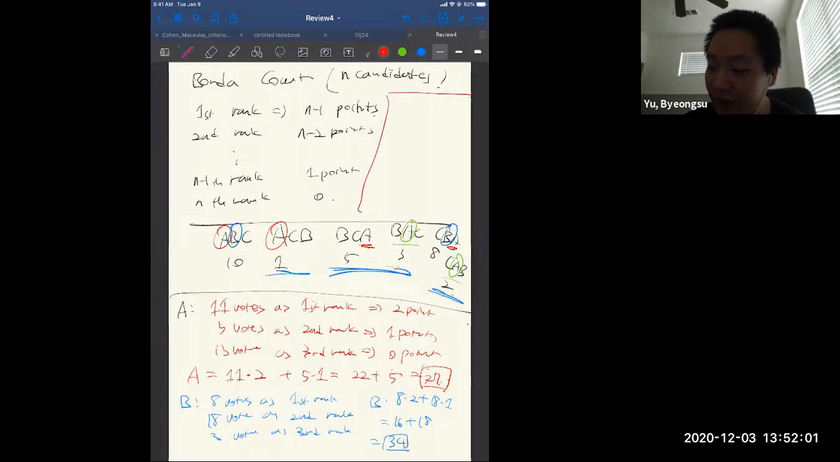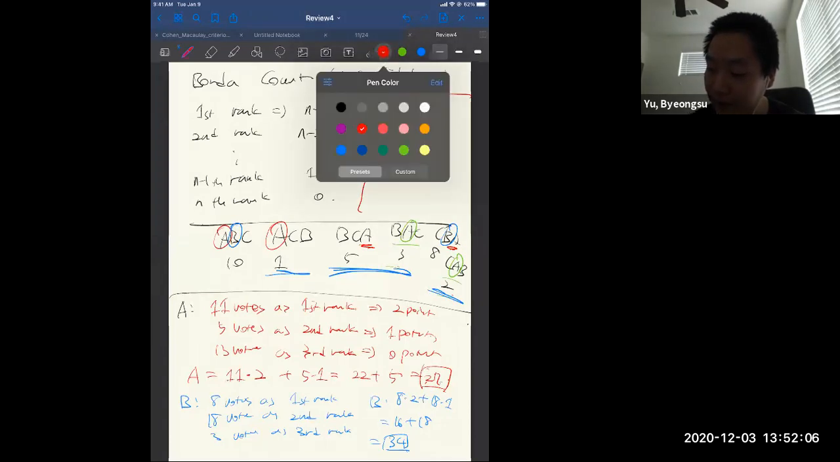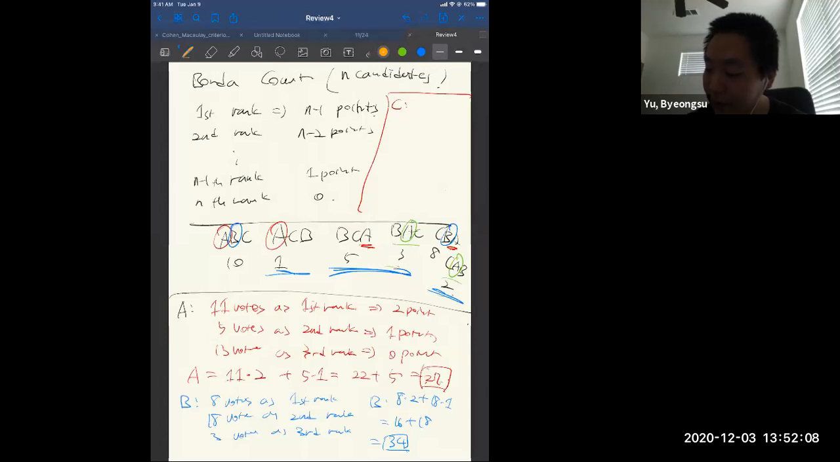And in case of C, okay, I just changed some colors. These last two cases think that C gets the first rank. So 10 votes think that she got the first rank, so you need to multiply 10 by 2, plus this one, which thinks that C is second rank, so 6 points. If you add those two, then you get 26.